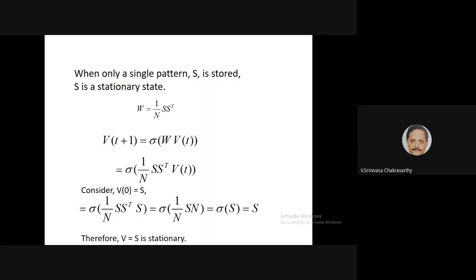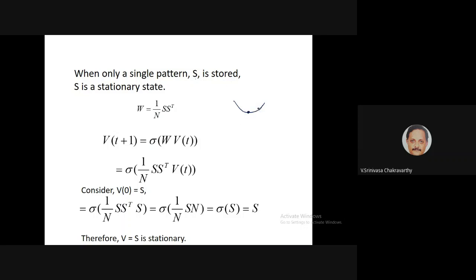You can easily see, to get an intuition into how this storage rule is working: if W is calculated like this, how do we know that this is a stable pattern? How do we know that the network is stable near this pattern? So at least for stability, you need two things, right? If this is a minimum, and you start from there, you shouldn't move. That's the minimum condition. That's not enough.